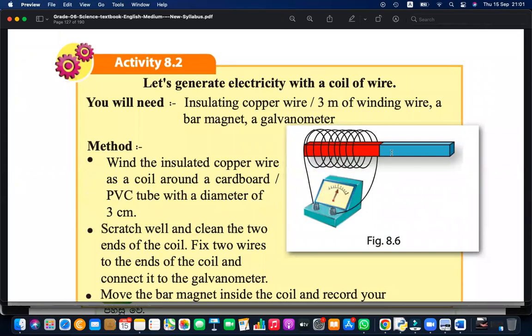Here what did we move? Yes, to generate current, what do we have to move here? Sandy, tell me your answer, please. Yes. We move the magnet. Yes, we move the magnet.